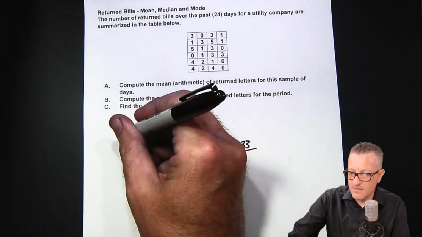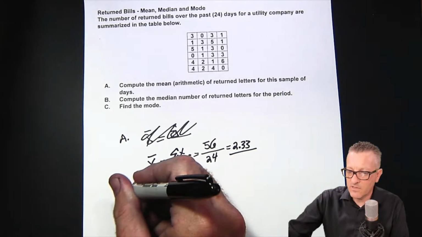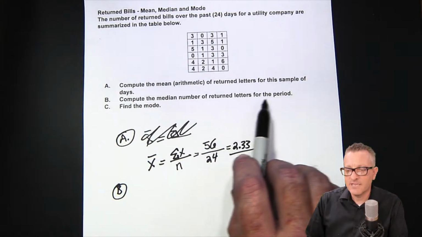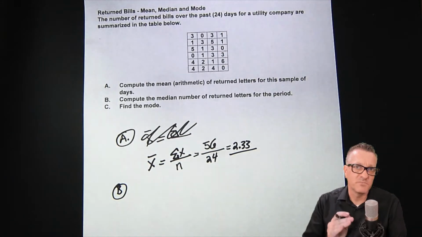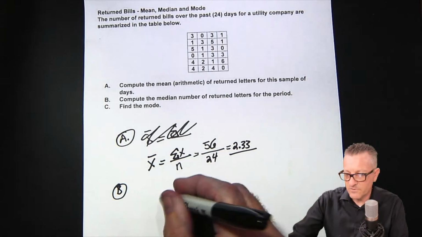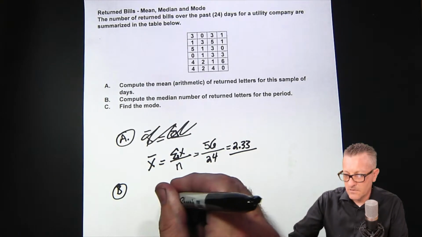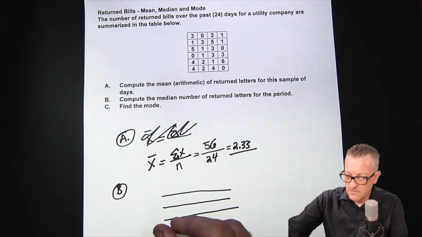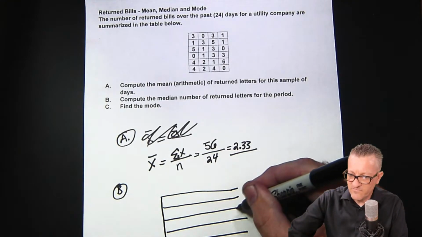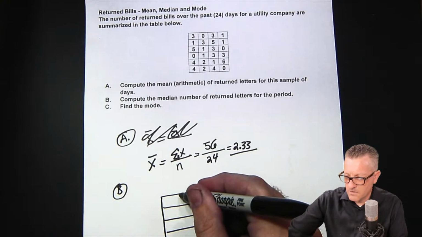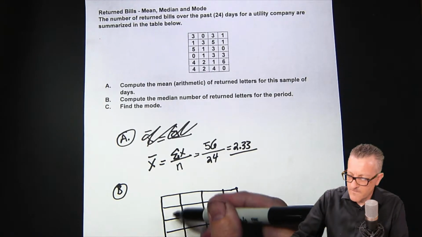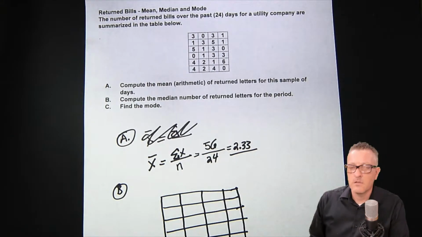For B, I'm going to have to rearrange these numbers to make it work. It says compute the median number of return letters for the period. Okay, now the median takes a little bit more time because we actually have to order these numbers from smallest to largest. And so I'm going to redraw this table here, and I believe we need 6 rows of numbers and four columns. So how many rows do we have? 1, 2, 3, 4, 5. We need to add one more.